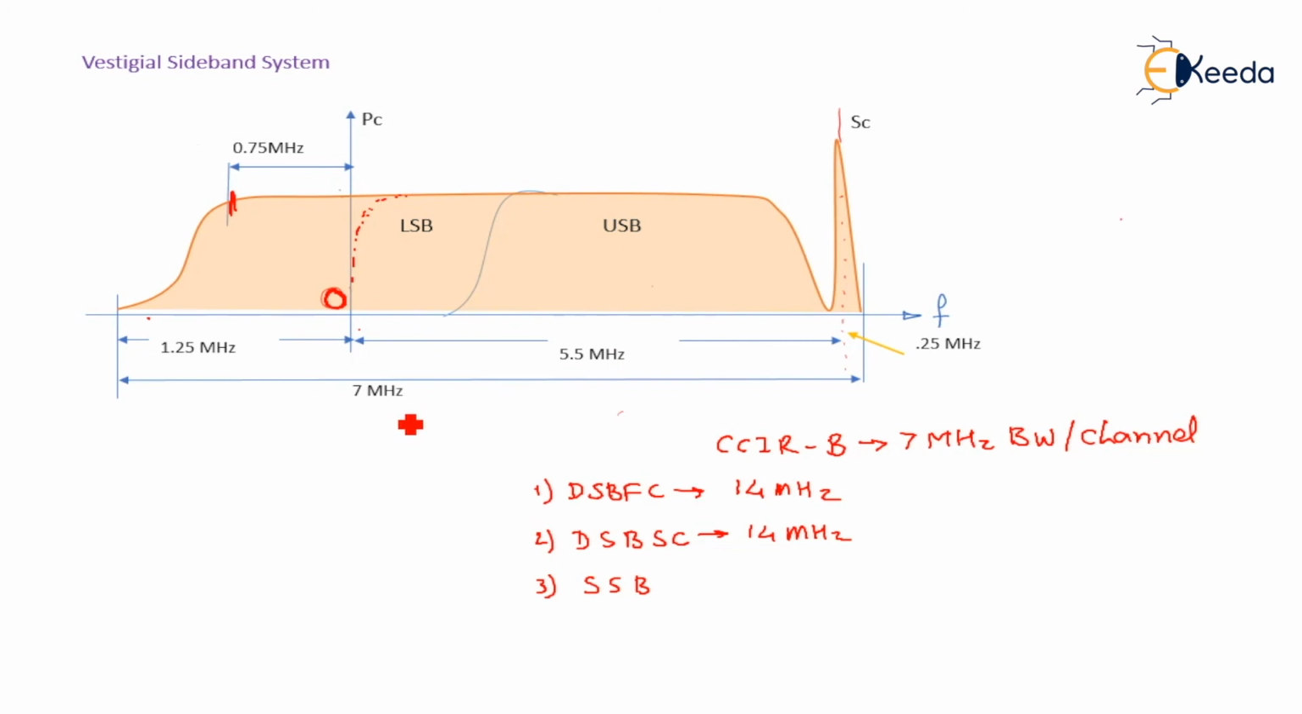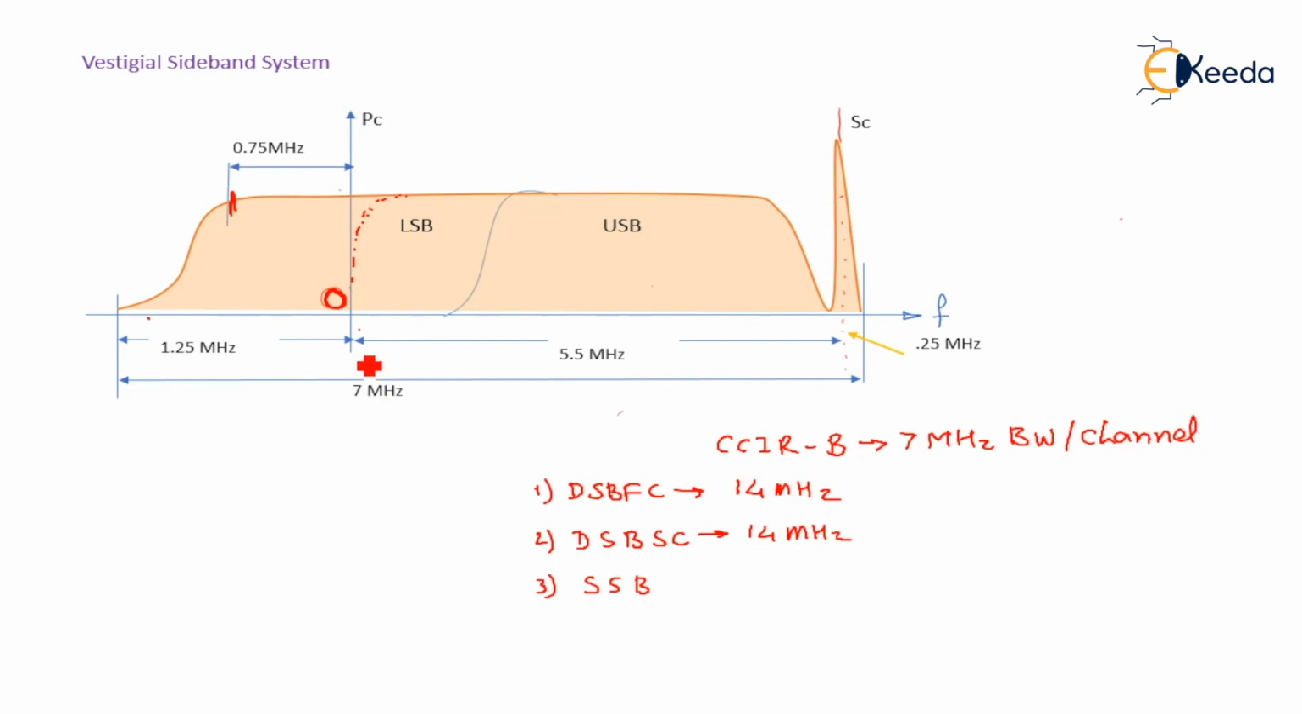Here the advantage is that the sound and the picture are simultaneously sent with a proper separation of 5.5 MHz. This separation of 5.5 MHz is maintained throughout, channel to channel. That means if you are switching to a higher frequency channel, will that be changed? No, it will remain the same.